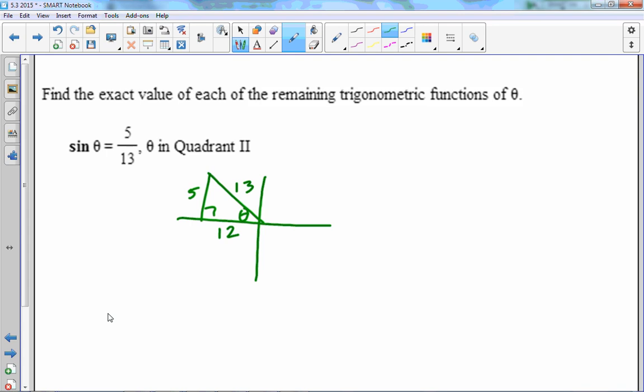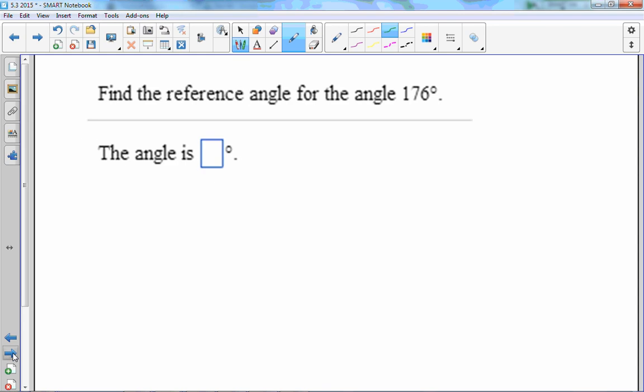Anybody want to say anything there? Negative 12. That's what she missed. I think that the 5 and the 12 are actually swapped, but all right, that would be negative, and then you can name your ratios from that.